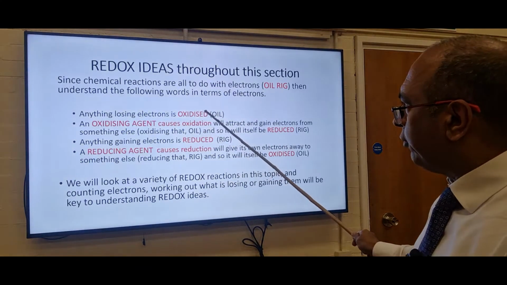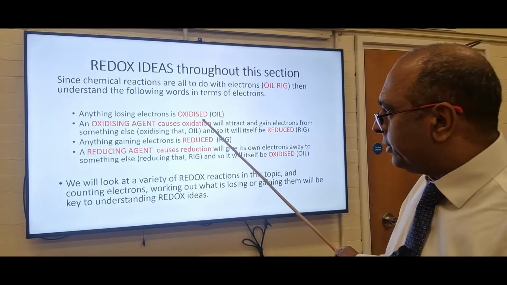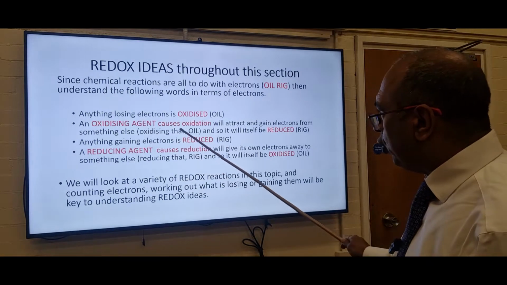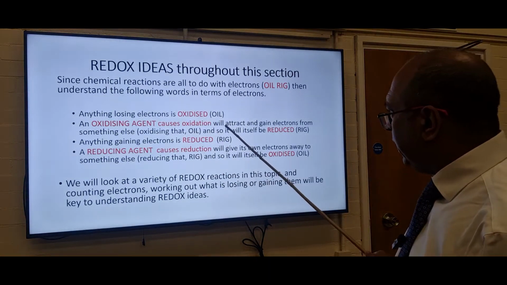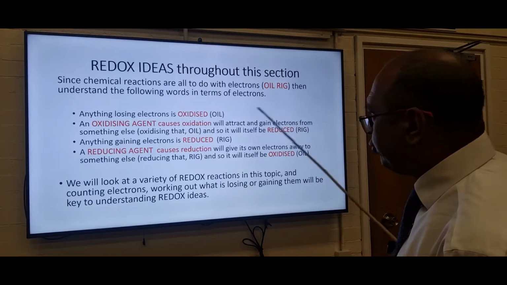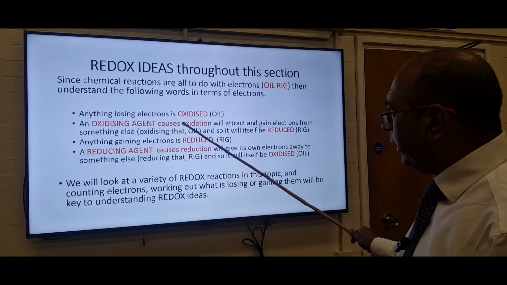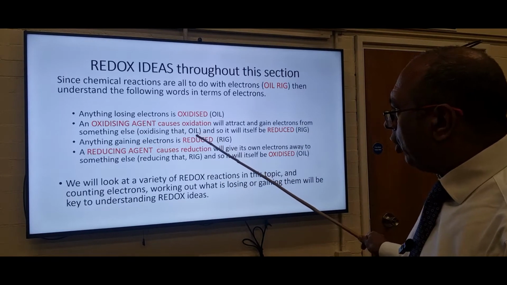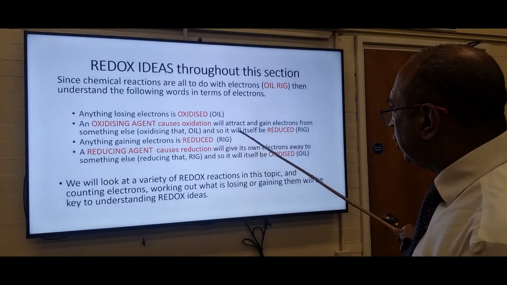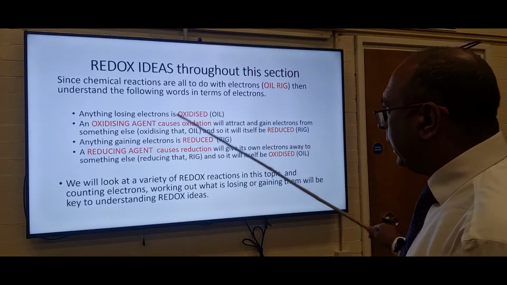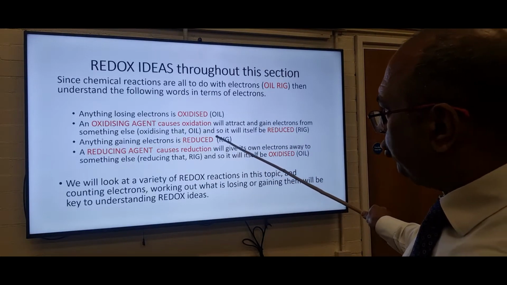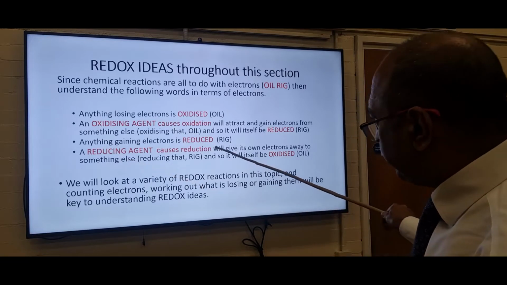Anything losing electrons is oxidized. An oxidizing agent causes oxidation. Therefore, that will attract and gain electrons from something else. Oxidation is the loss of electrons. And so it will itself be reduced. Anything gaining electrons is reduced. A reducing agent causes a reduction.